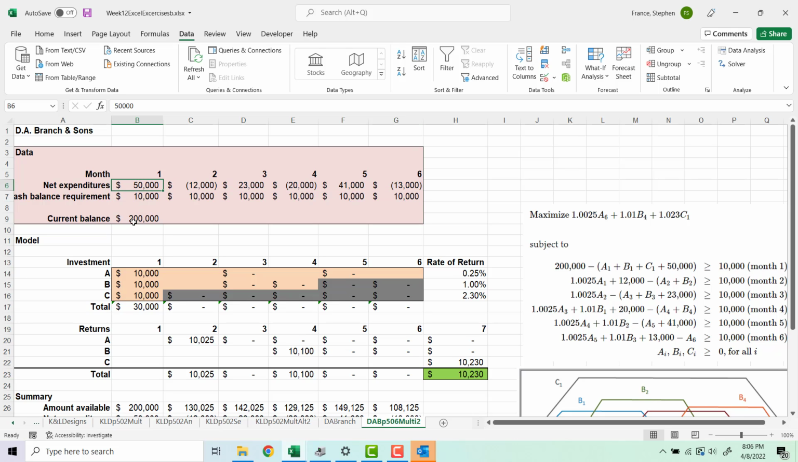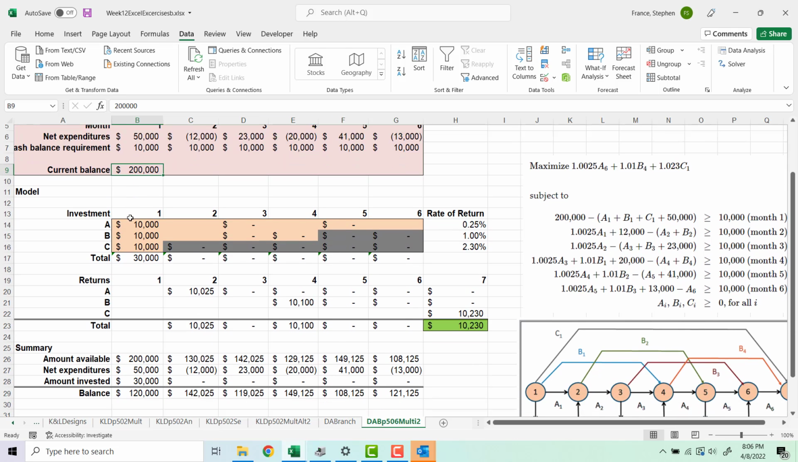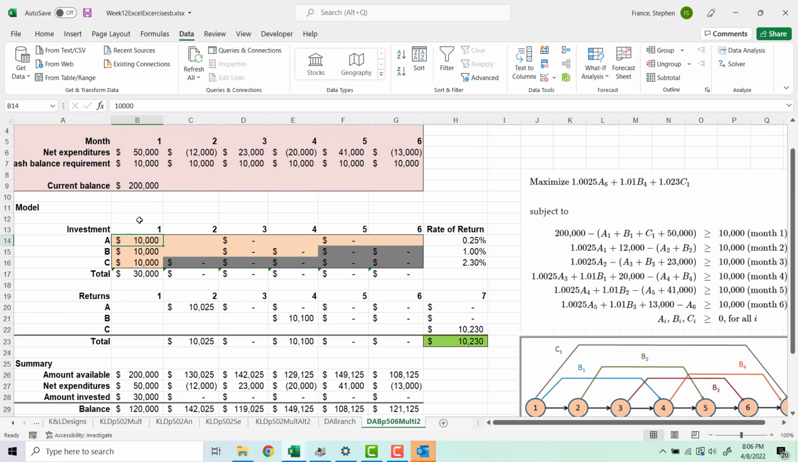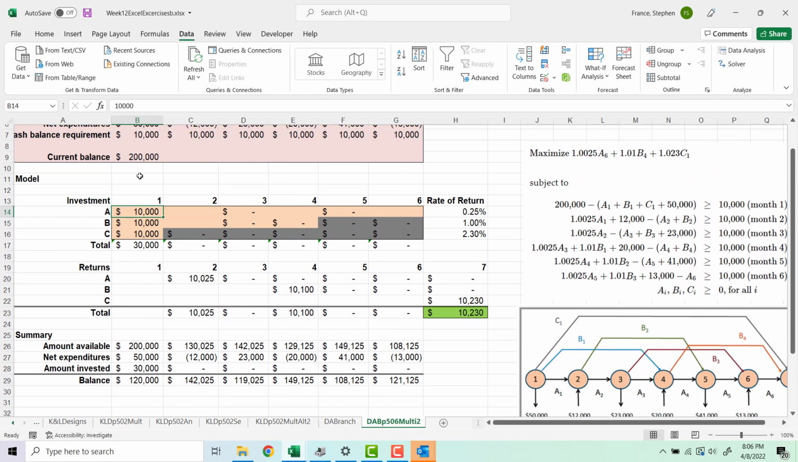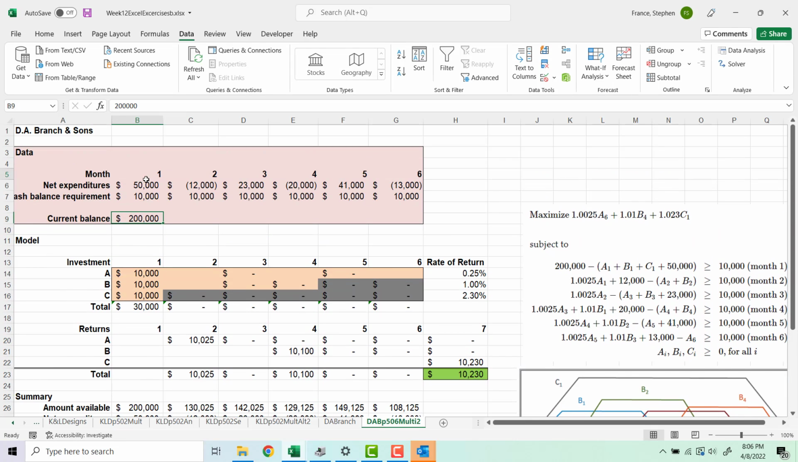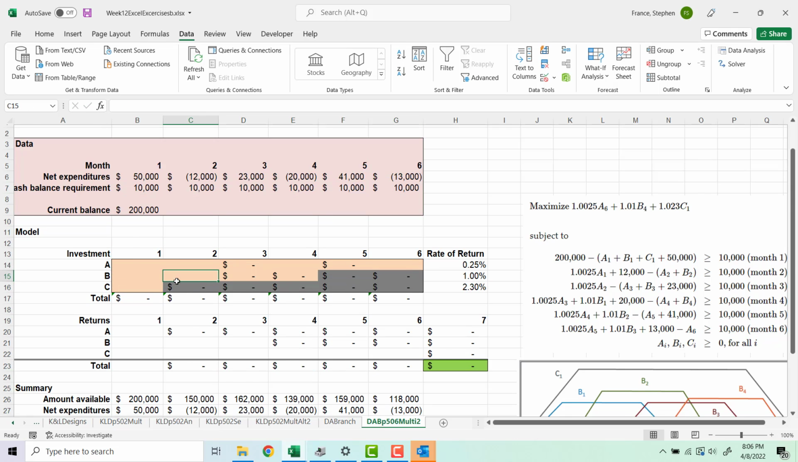So in the first period, we have to invest to get our $10,000 in cash. We spend $50,000, so that gives us $150,000. So we need to invest $140,000 to get our $10,000 in cash. So this is the hard constraint that we have $10,000 at the end of each period.